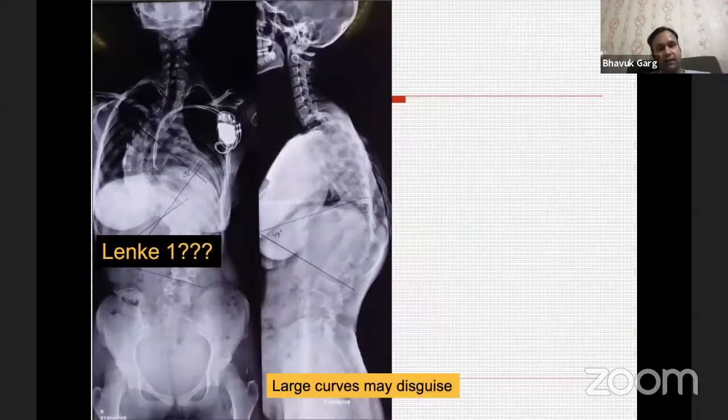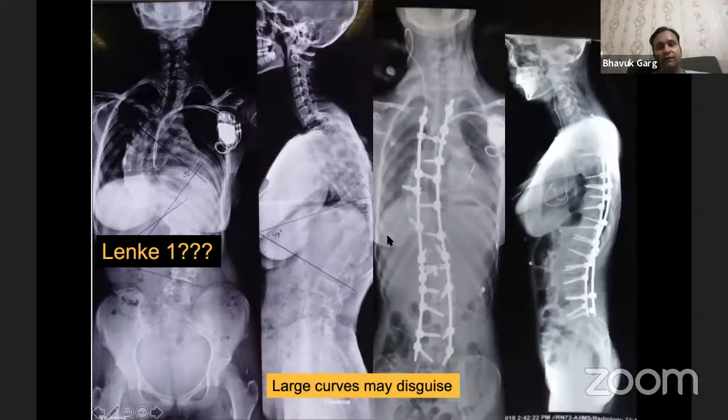So this is a sort of Lenke 1 curve. And when we looked at the sagittal profile, you can see that there is a very severe thoracolumbar kyphosis as well. These can very much be mistaken in larger curves, so one has to be very careful. And this Lenke 1 was actually a Lenke 3.